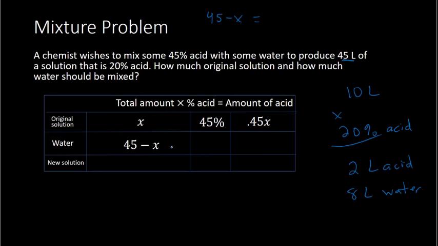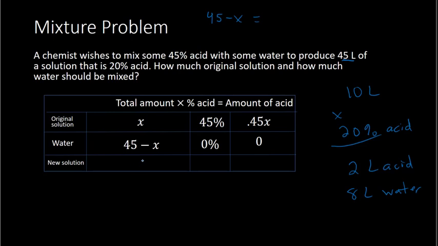And then for water, we need the percent of acid. Well, it's water. There's no acid or anything in water. So this would be 0%. So we take these two and multiply them together. 0 times 45 minus x, which 0 times anything would give me 0. So this would be 0.